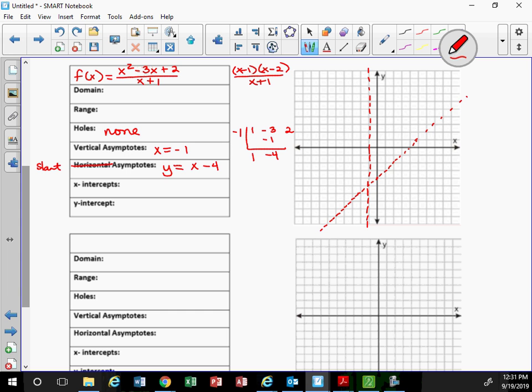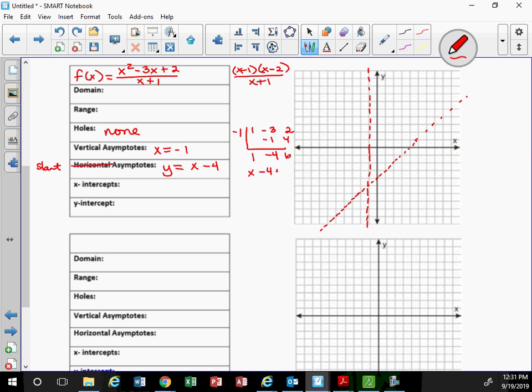Why not? So you could do it, and so then it's x minus 4 plus this teeny little 6 over x plus 1. Well, first, do you really want to graph a line with a remainder? No, okay. And it doesn't impact what the graph looks like, so we just don't need it.